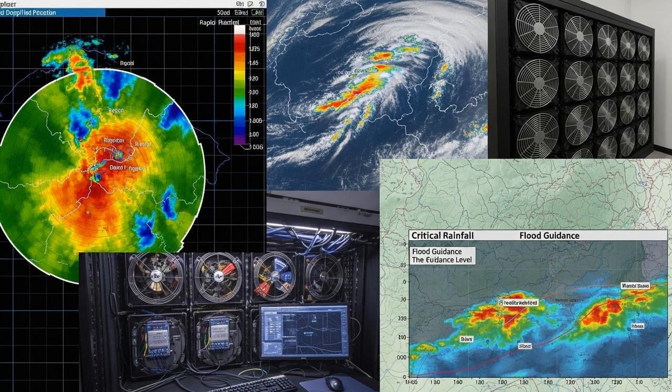Predicting the exact time and place a flash flood will strike is one of the greatest challenges in meteorology. We can often identify that conditions are favorable for heavy rain days in advance, but the thunderstorms that actually trigger the floods are often small-scale and can pop up quickly, making it hard to pinpoint the exact neighborhood at risk until the danger is imminent.